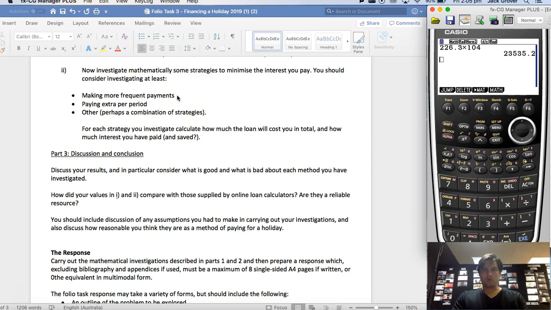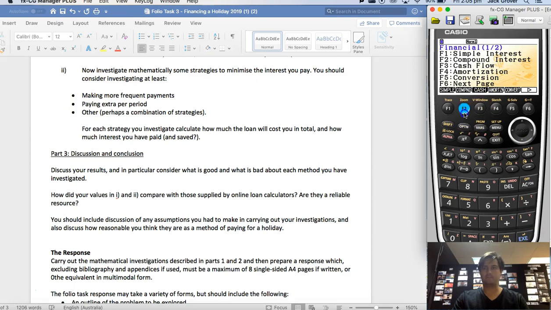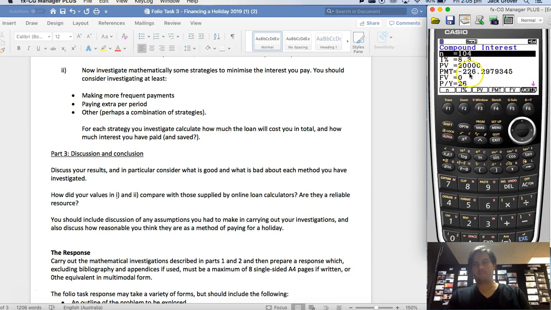So I'll go through these one by one. I'm not going to go into a super amount of detail, but I'll just show you on the finance app or TVM solver on some people's calculator what you actually need to do for that. All right. So this is what we've got. If we are investigating the effect that making more frequent payments might have, all we do there is we change our payment periods from fortnightly to weekly, or if you've done monthly initially, you can investigate both. You can investigate fortnightly, you can investigate weekly.